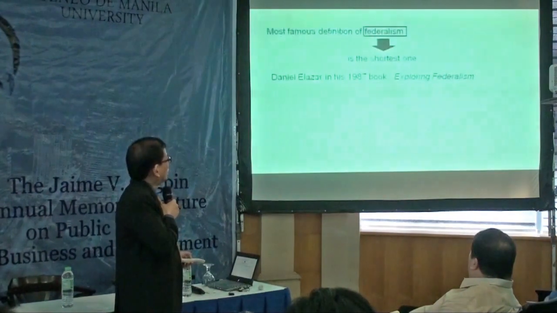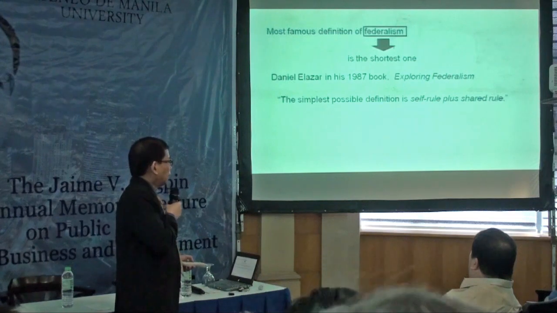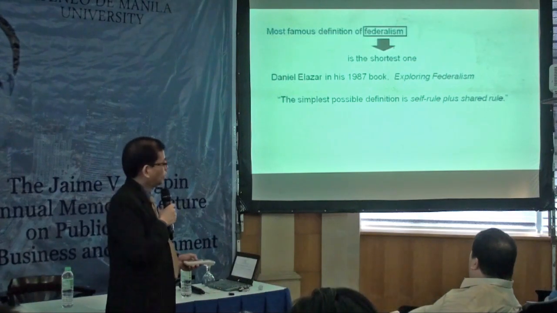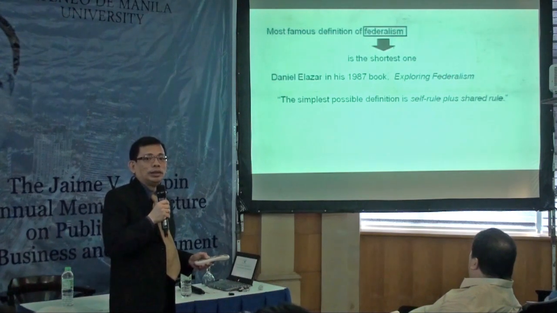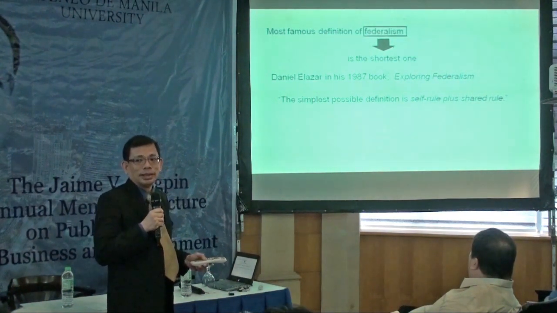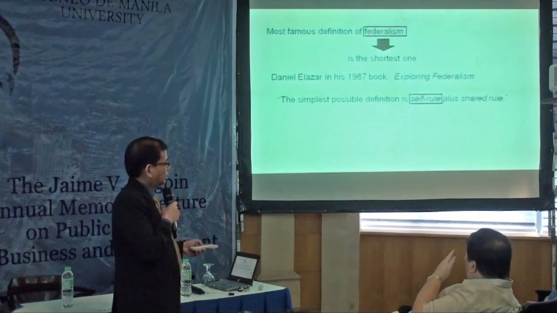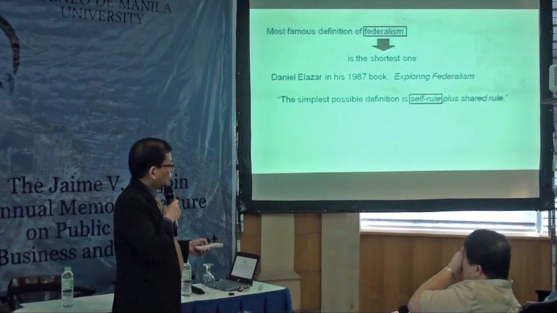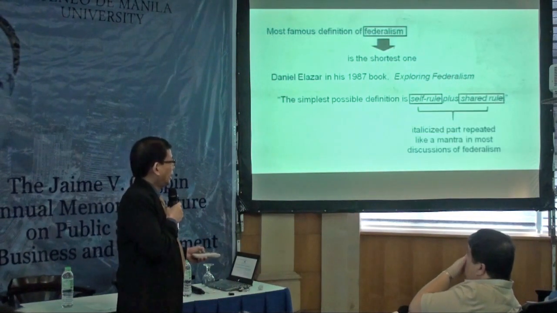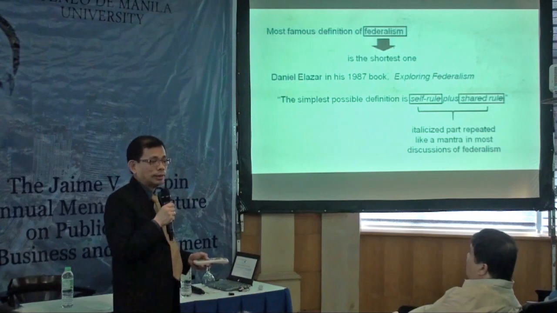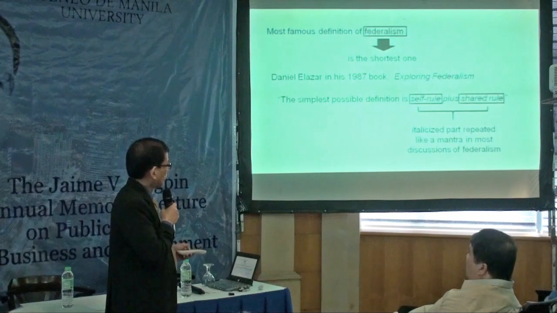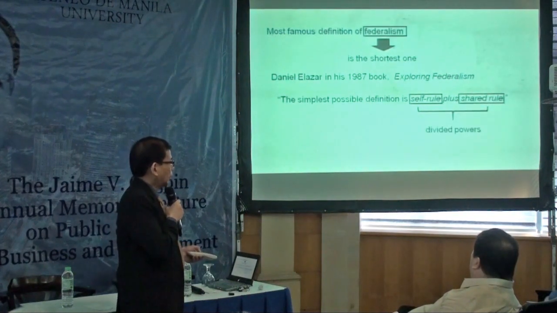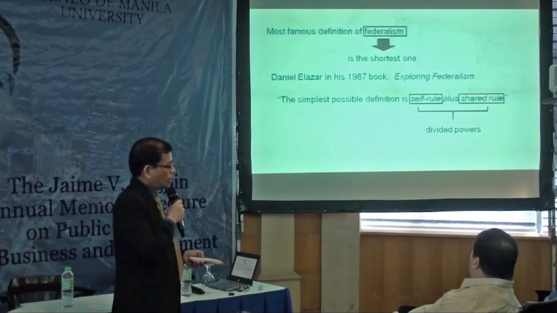According to him, the simplest possible definition is self-rule plus shared rule. For people who have already read on federalism, this italicized part, self-rule plus shared rule, is repeated like a mantra in most discussion of federalism. And it actually came from Professor Elazar. And from this definition, you have this concept of divided powers, and shared sovereignty.